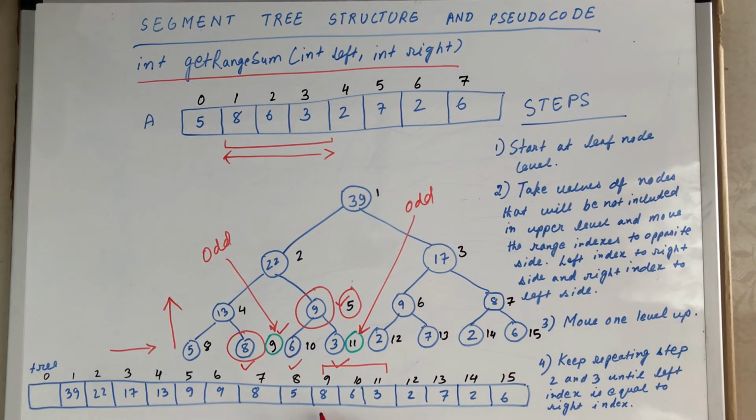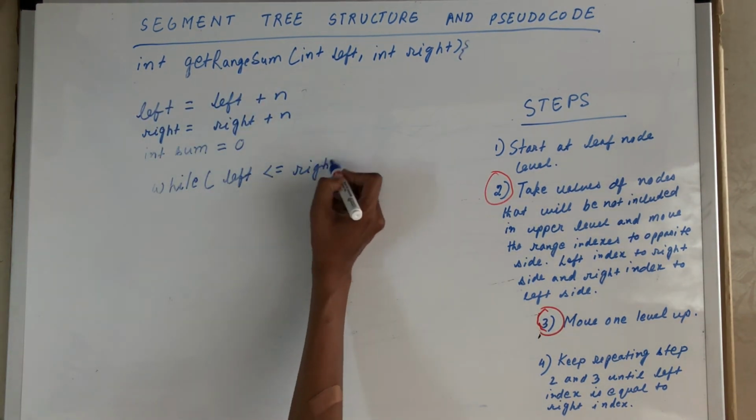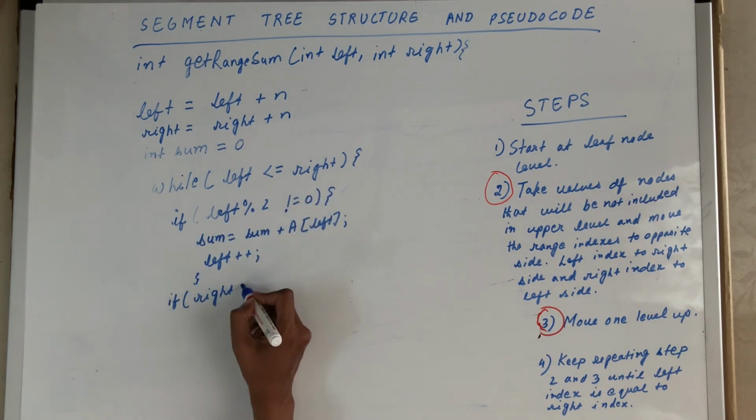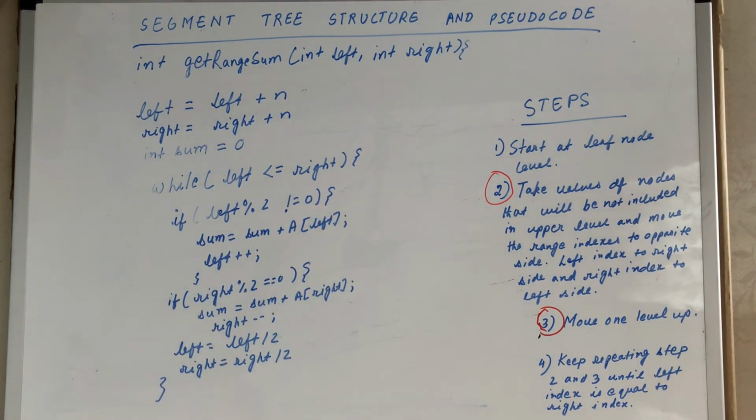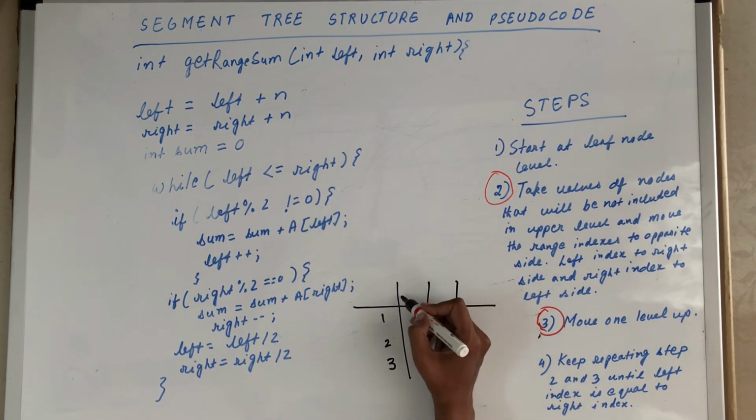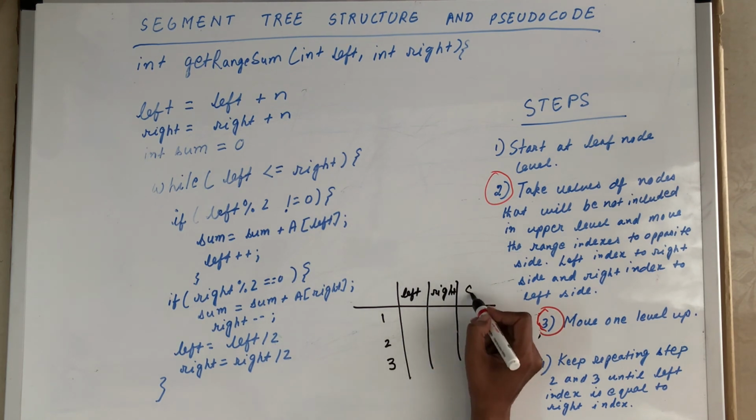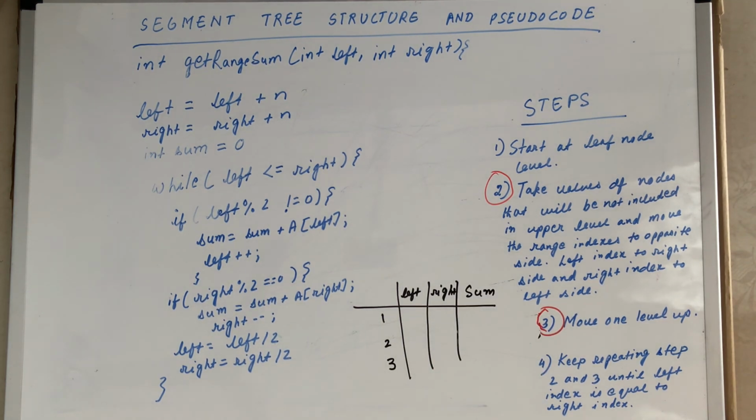To move the left pointer towards right, we increment it by 1, and to move the right index towards left, we decrement it by 1. To move one level up, we just go to the parent of the current left and right node. These are implemented as following in the code. We will keep repeating steps 2 and 3 till left index becomes equal to right index, at which point we need to stop. The best way to grasp on this method is to draw a table like this and go over the iteration manually.